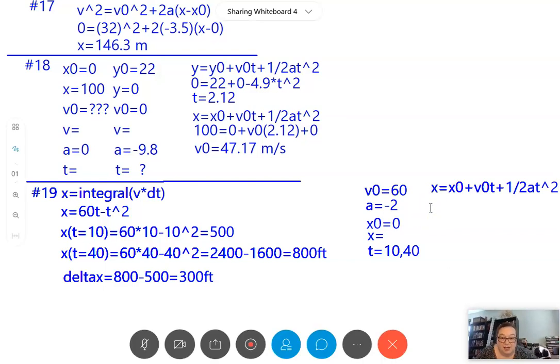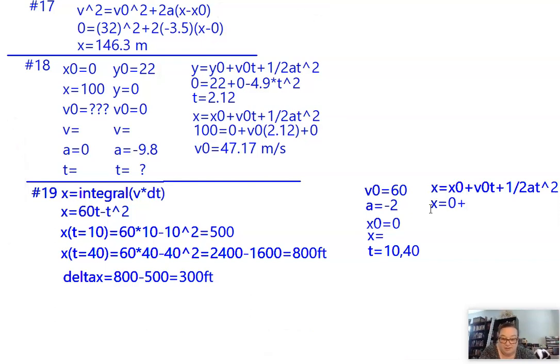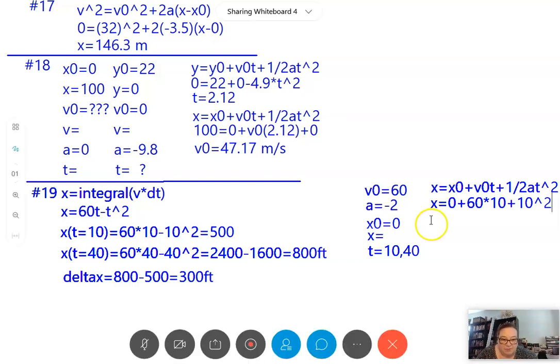So for time equals 10, I'm going to get 0 plus 60 times 10 plus -1 times 10 squared. So that looks like the same as we got before. That gives us about, oh wait, sign error. That should be a minus there. I can't go back and change it now. So that plus should be a minus in there. So that should give us the x equals 500 we got before.